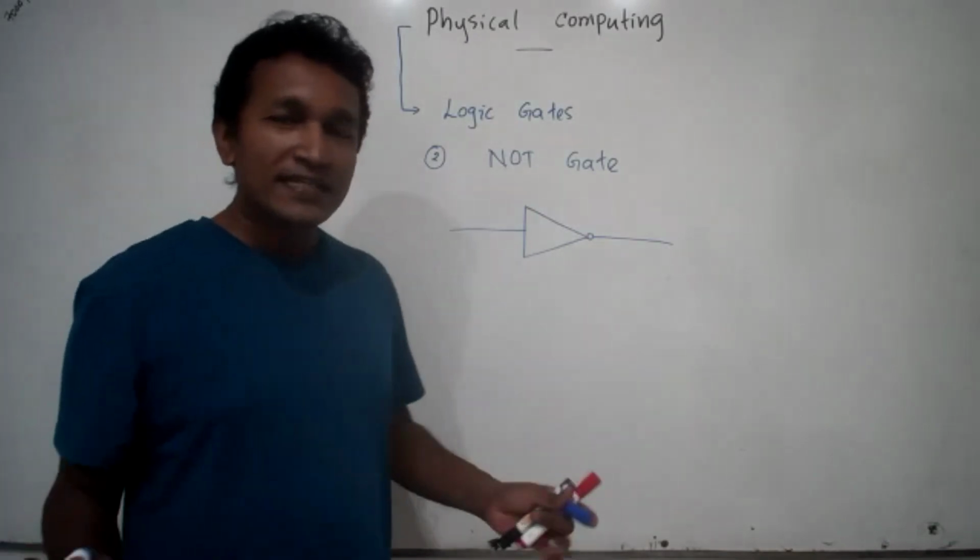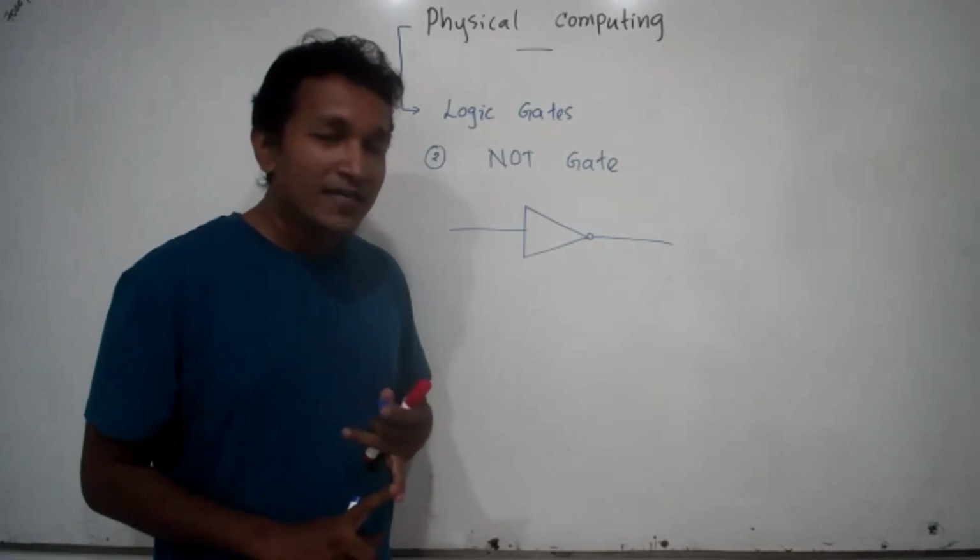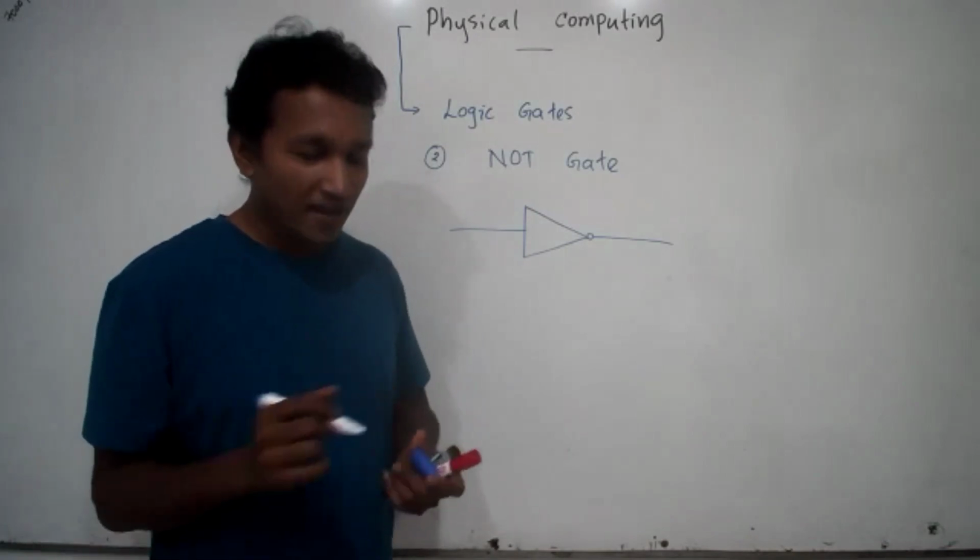So in a NOT gate, there is only one input every time.